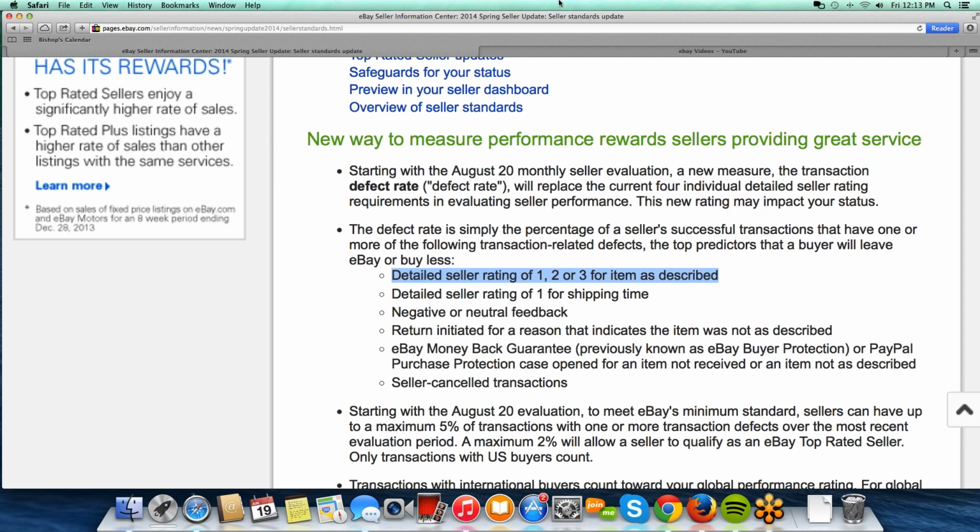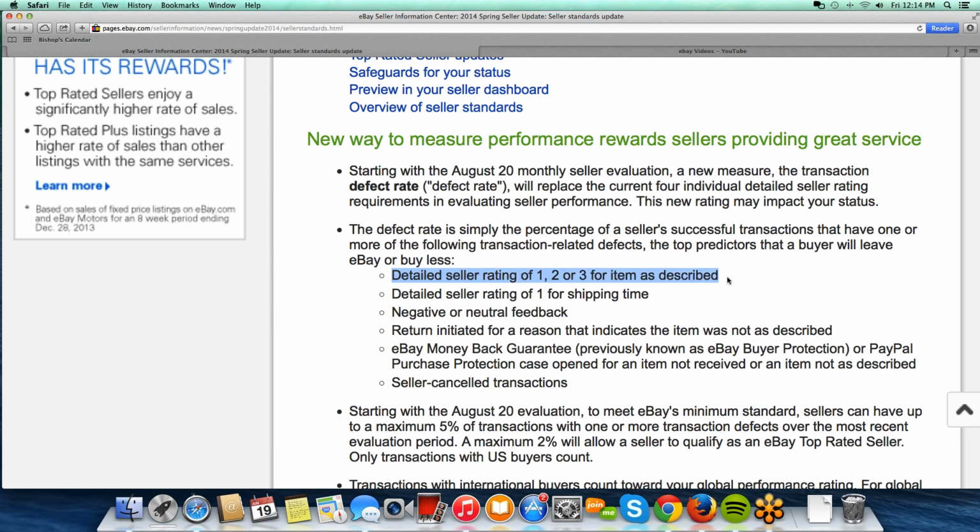This one right here, your detailed seller rating of 1, 2, or 3 for item as described. You might not realize this, but on eBay, when somebody buys from you and they leave you feedback, they also leave you some little star ratings for different criteria. Well, one of those is they have a chance to leave you from 1 to 5 stars on how well the item was as described. In other words, did they get what they thought they were going to get? If you get a 1, 2, or a 3 there, you'll get a defect. That counts as a defect against you. Okay.